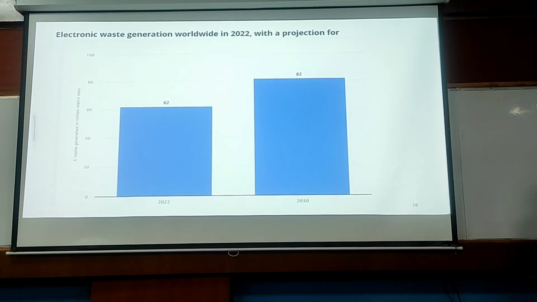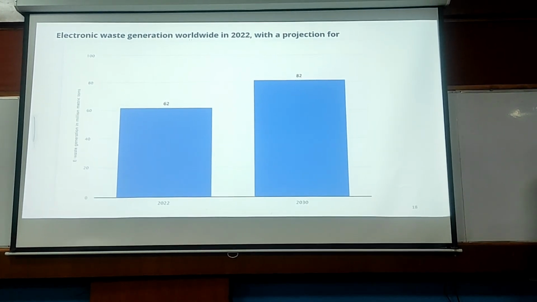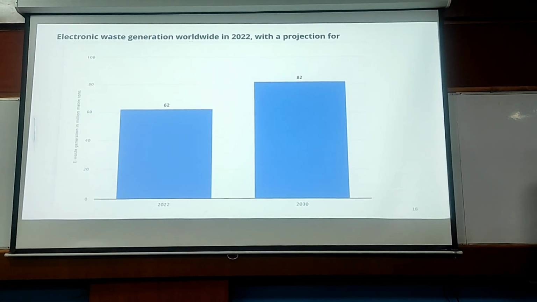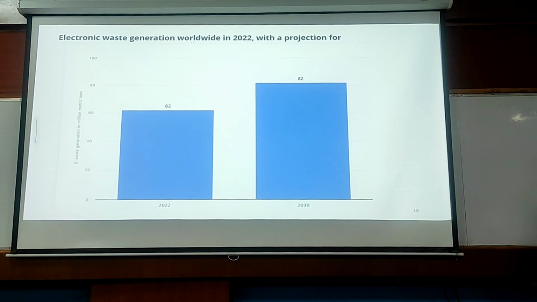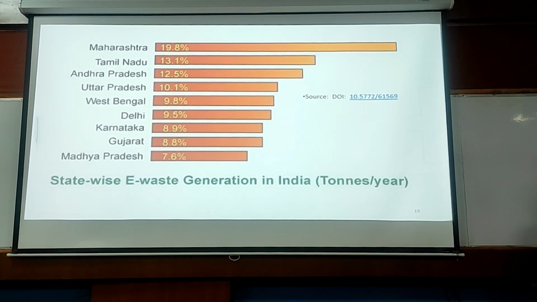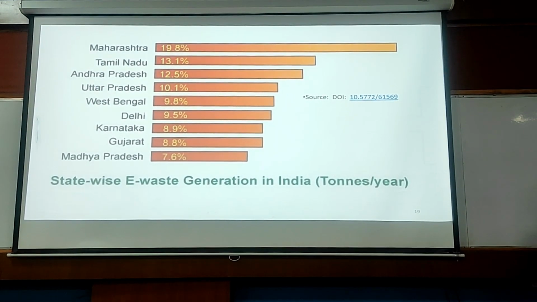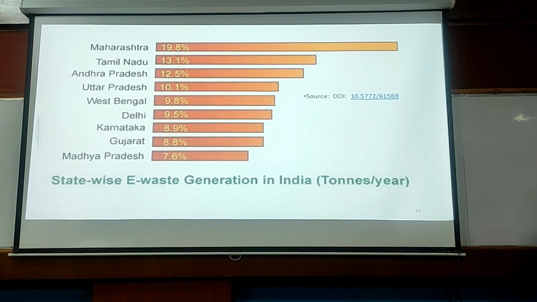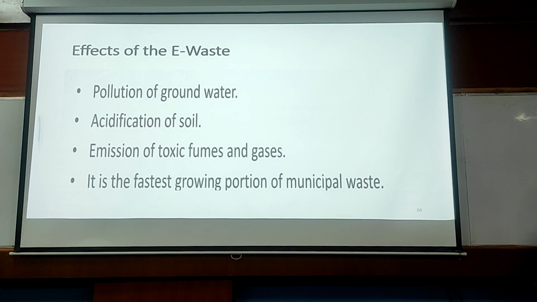Now, in 2022, this electronic waste was about 62 million tons, and it is expected that by 2030 it will go up to 82 million tons. In the Indian scenario, if we take the states, then we can see that Maharashtra is contributing about 19.8%, followed by Tamil Nadu 13.1%, and so on up to Madhya Pradesh, which goes up to 7.6%. That's how the e-waste generation in tons per year looks.